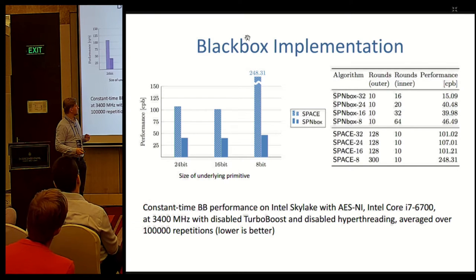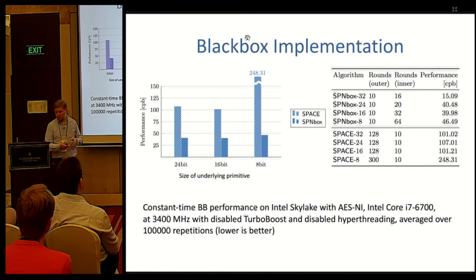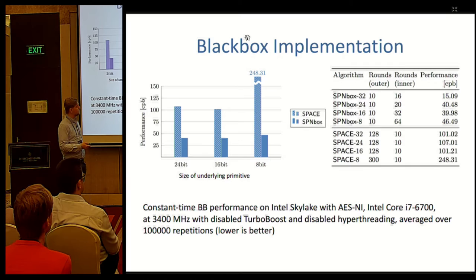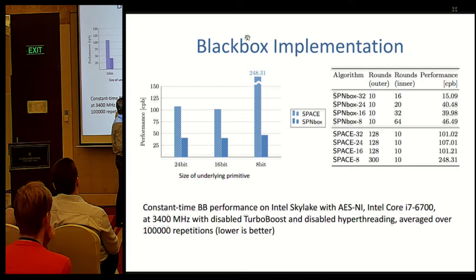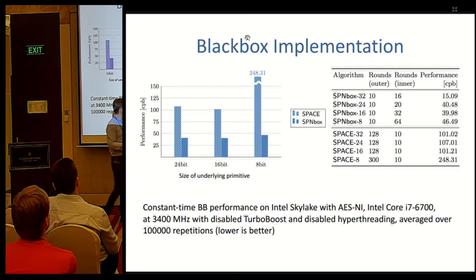Okay, then I will finish off with a short implementation study where we compare SPN-box to SPACE, but also provide some absolute numbers on our Skylake machine where we make a lot of use of the AES-NI instructions. So basically, in the black box where you don't have to tabulate, where you have your key available, you get those numbers in cycles per byte, which is just several dozen.